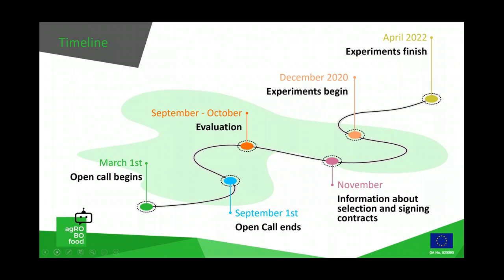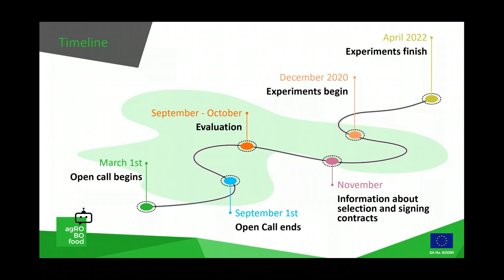The open call started on March 1st, and now we're in the phase of collecting applications and answering all your questions. On September 1st, the open call will officially end, and that is when we will start the evaluation process. The evaluation will be a two-stage process, so it will last for 2 months. This means that shortlisted candidates will also be invited for an interview with external evaluators who are doing the whole evaluation process. And then in November, we will have information about those that are selected, and we will start signing contracts.